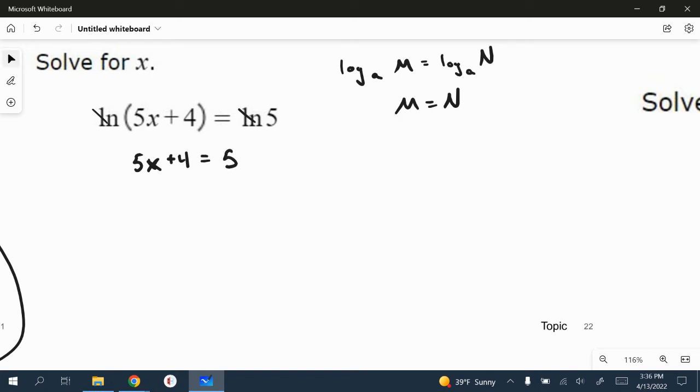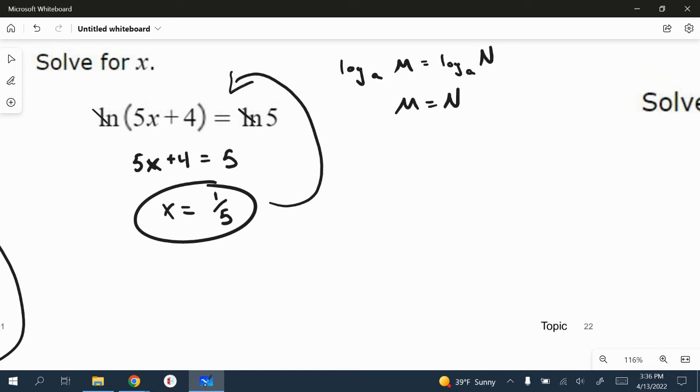And at this point, it's just solving for x. If I solve for x, I think I get x equals 1/5. And again, you should plug it back in to check, plug it in for this x right there. But I think it does work.